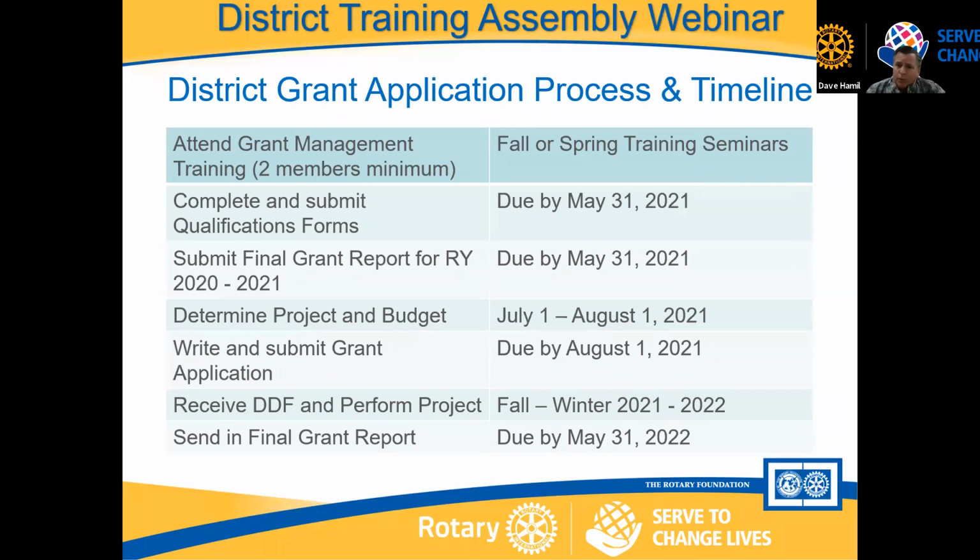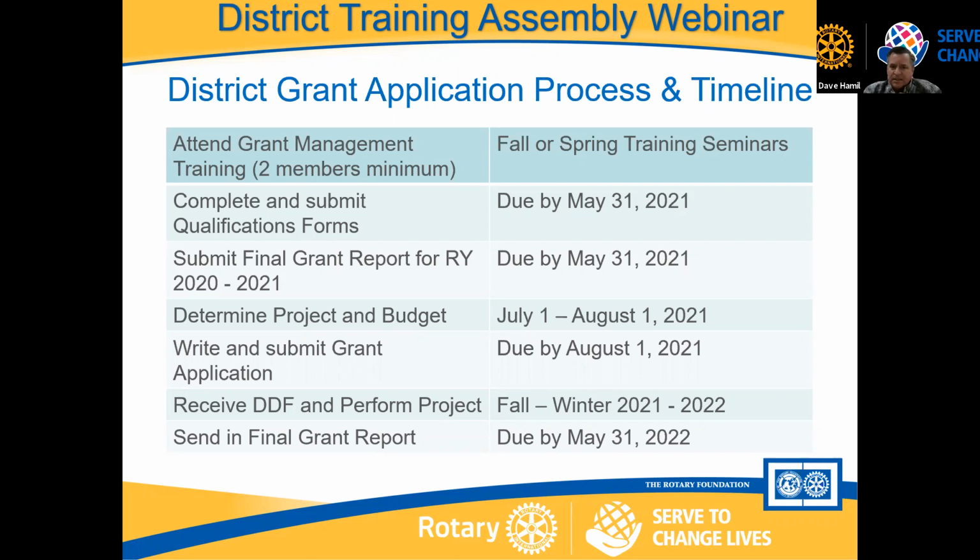Here's the basic process and timeline for the district grants. Just to let you folks know, there is some overlap between participating in global grants and also district grants, basically the forms that are required for both. The first thing is to attend a grant management training, which, congratulations to all of you here, you're doing today. There was one done in the fall as well. It's generally done twice a year.